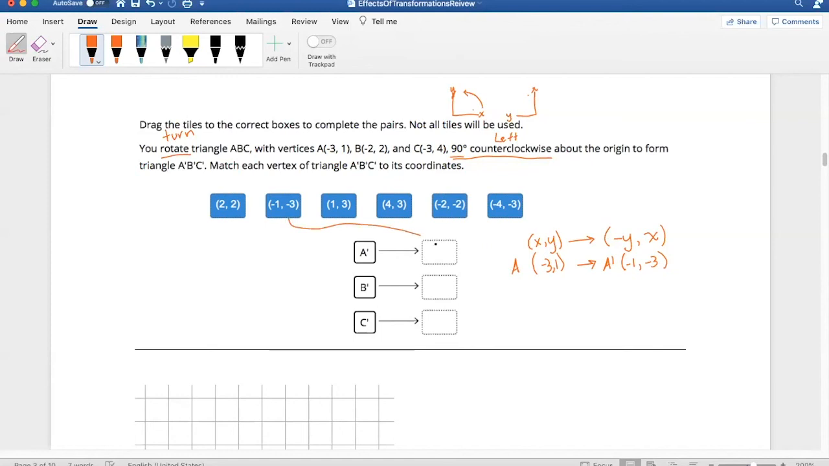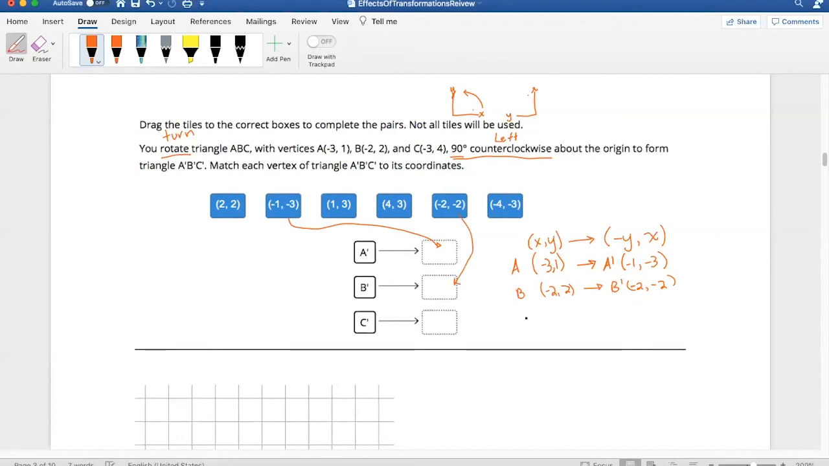I could just drag and drop it into that spot there. Our B value, the vertex, was at -2, 2. And so when I follow that rule, the X and Y will flip-flop. However, the Y also becomes the opposite. So my new value, or B prime, is going to end up at -2, -2.